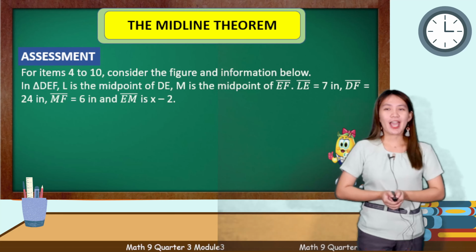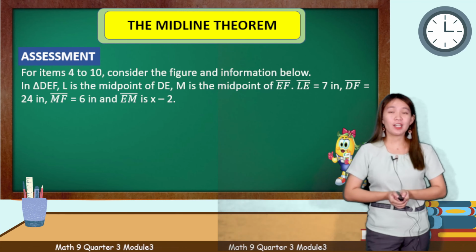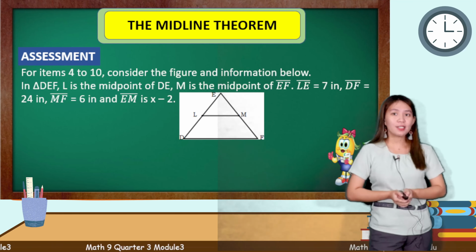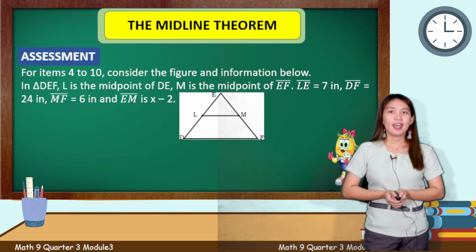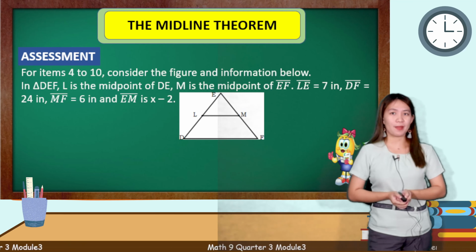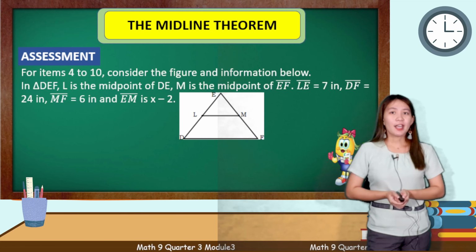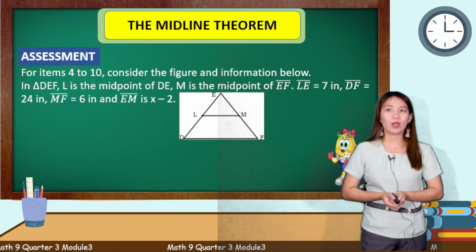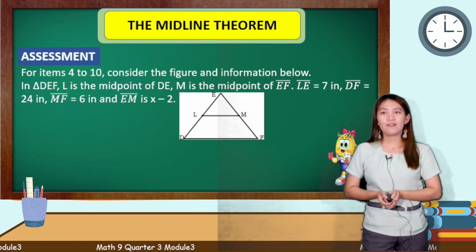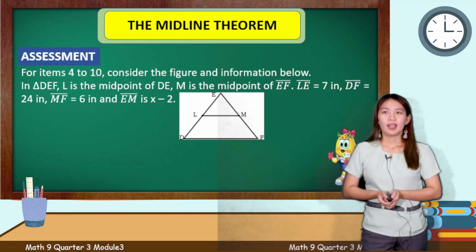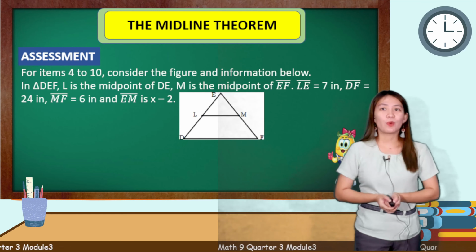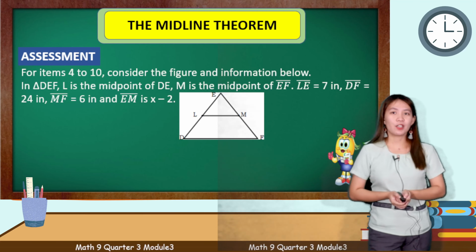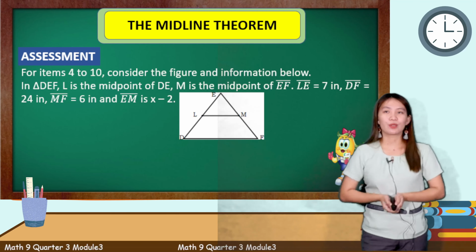Next, for items 4 and 5, consider the figure and information below. So in triangle DEF, L is the midpoint of segment DE and M is the midpoint of segment EF. Segment LE is equal to 7 inches. Segment DF is equal to 24 inches. And segment MF is equal to 6 inches. And lastly, segment EM is equal to X minus 2. You can write the following given and copy the figure so that you will not be confused.